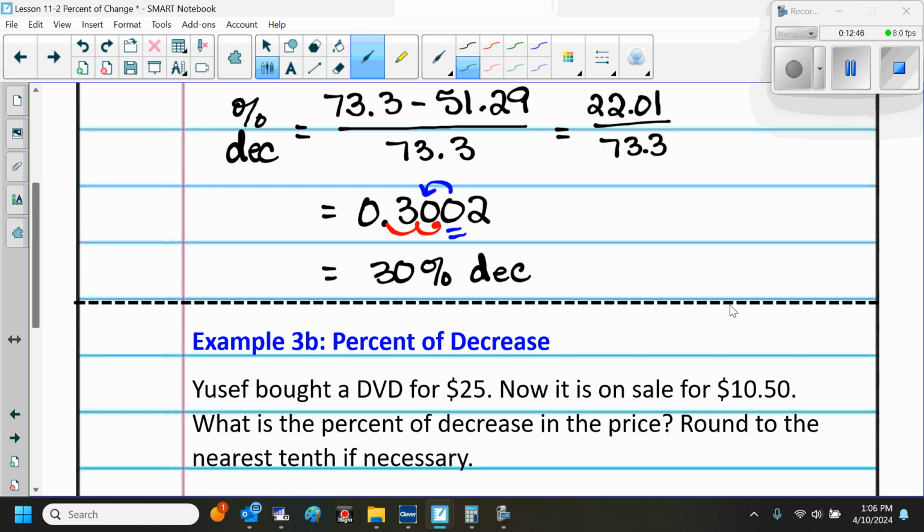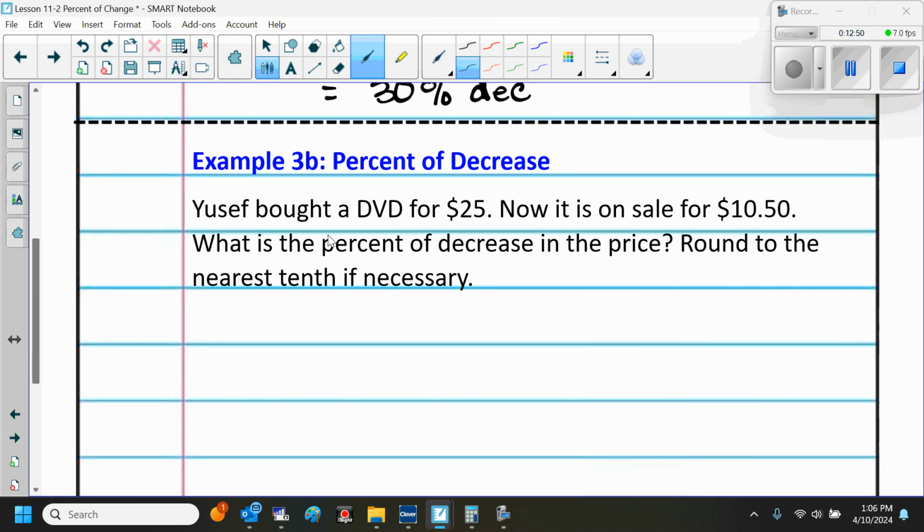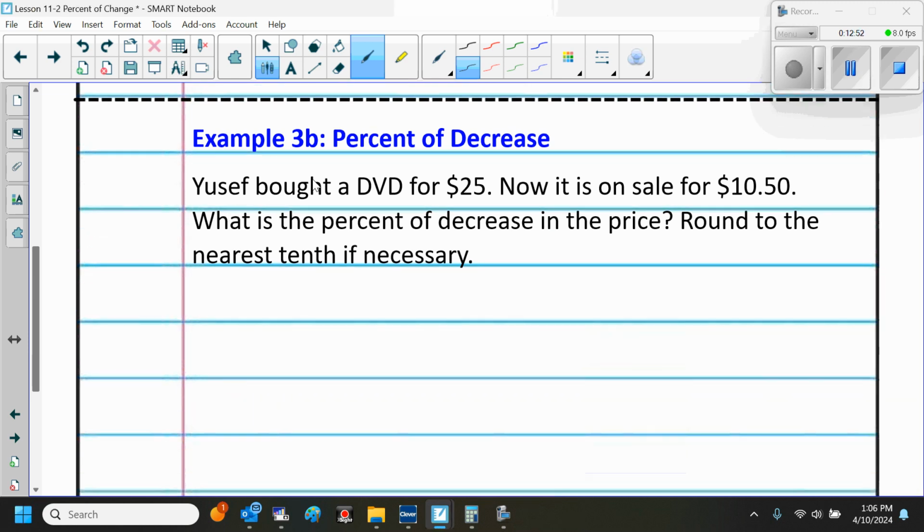So you guys are going to work on this one with your table partners. So this says Yusuf bought a DVD for $25. Now it is on sale for $10.50. We want to know what is the percent of decrease in the price, and we want to round to the nearest tenth if necessary.